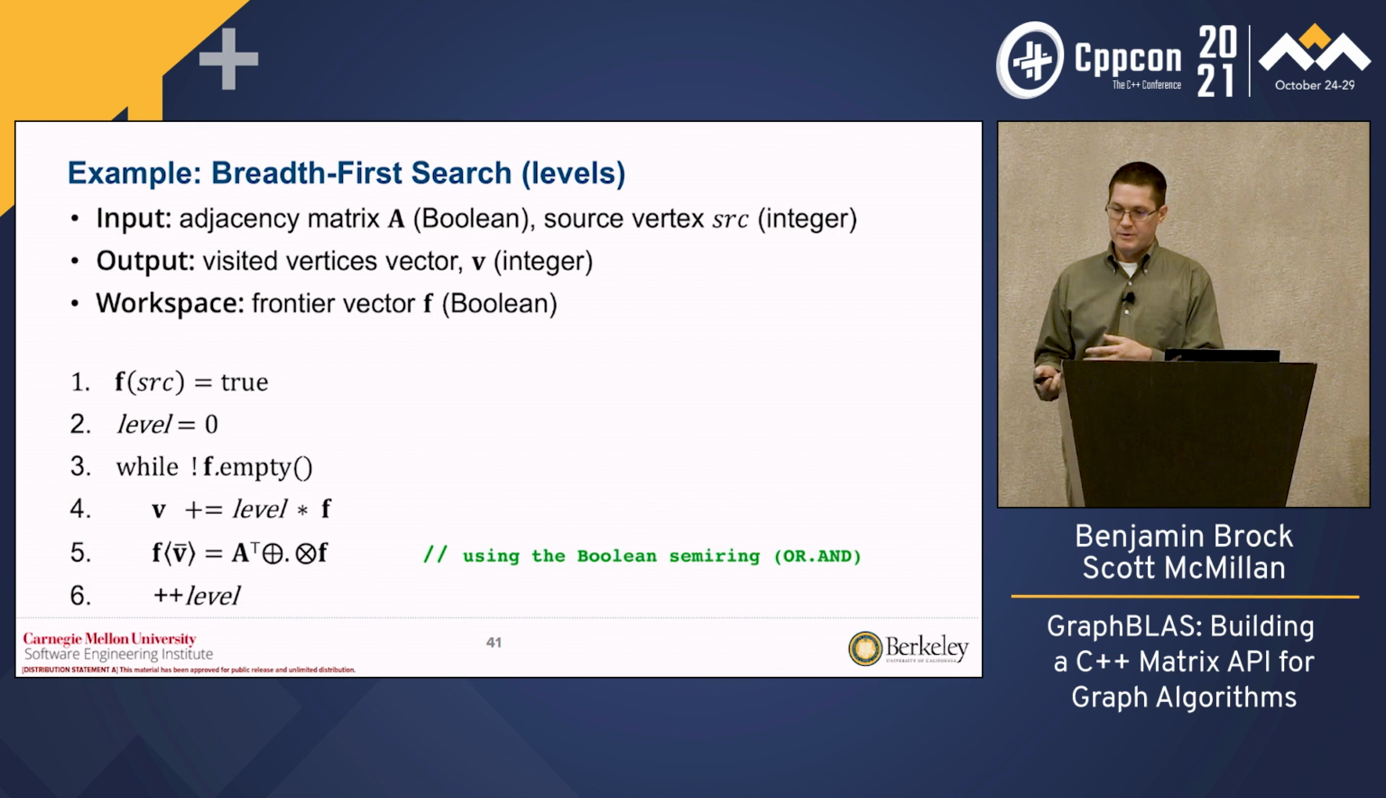It's a while loop. We have an empty test for no values being stored in a vector. That's our while loop. We have some arithmetic in line 4. We have semiring matrix vector multiply. I generally use the Boolean semiring for something like this. So we store trues where there are edges in the adjacency matrix, and we store trues in the frontier where we have active nodes. And it just all works out.